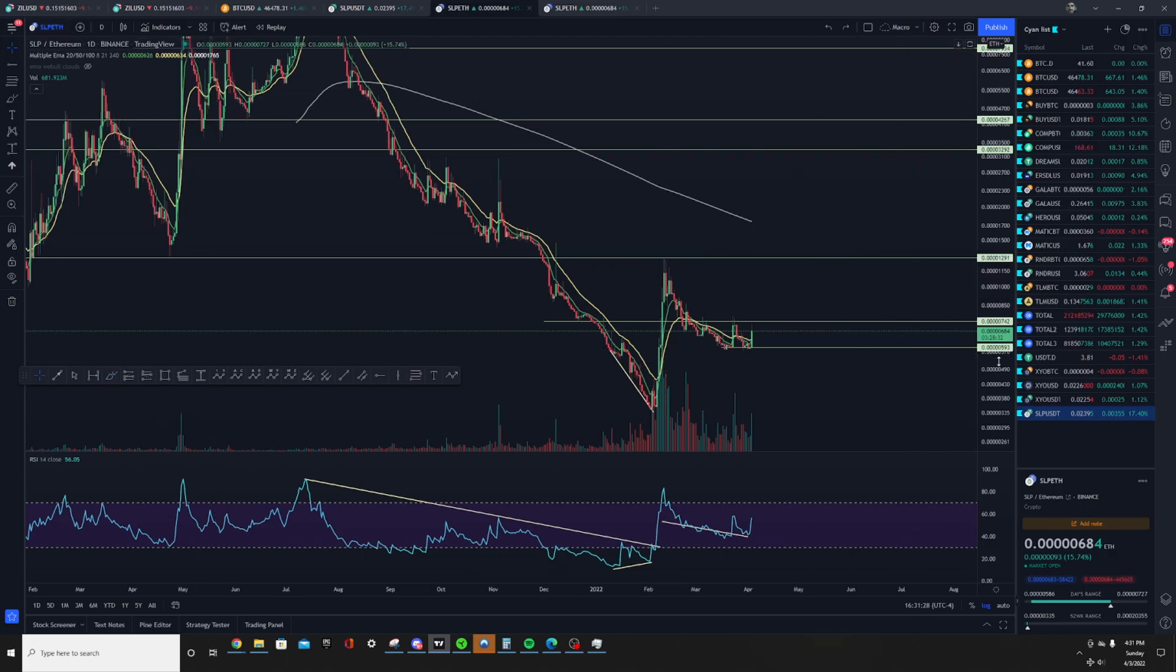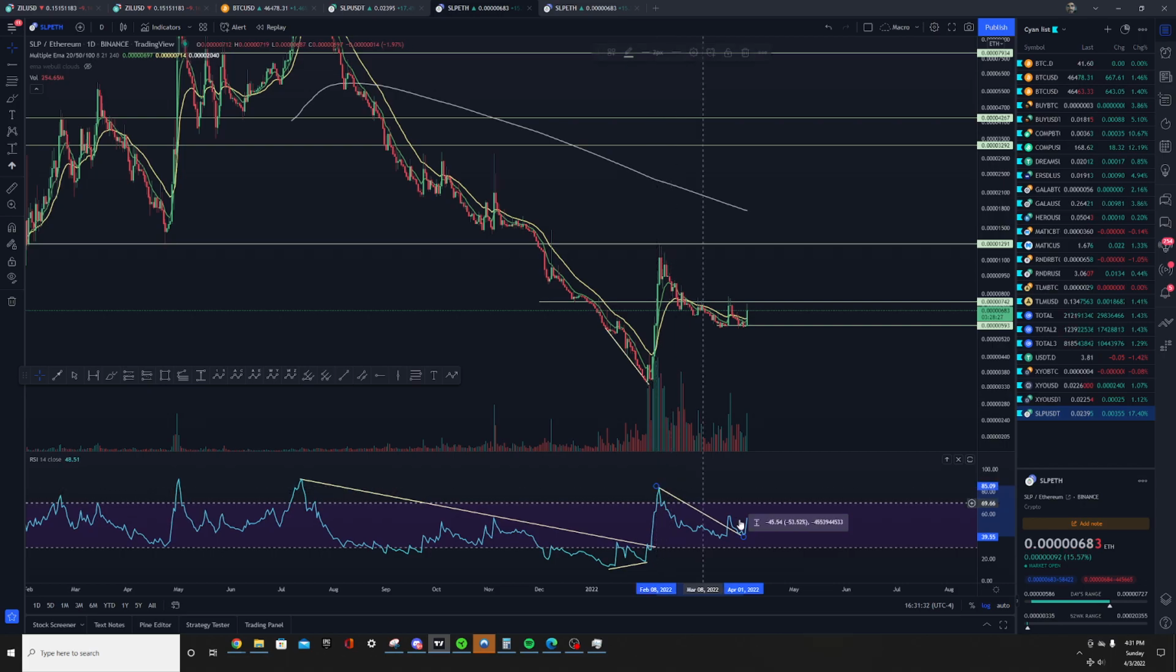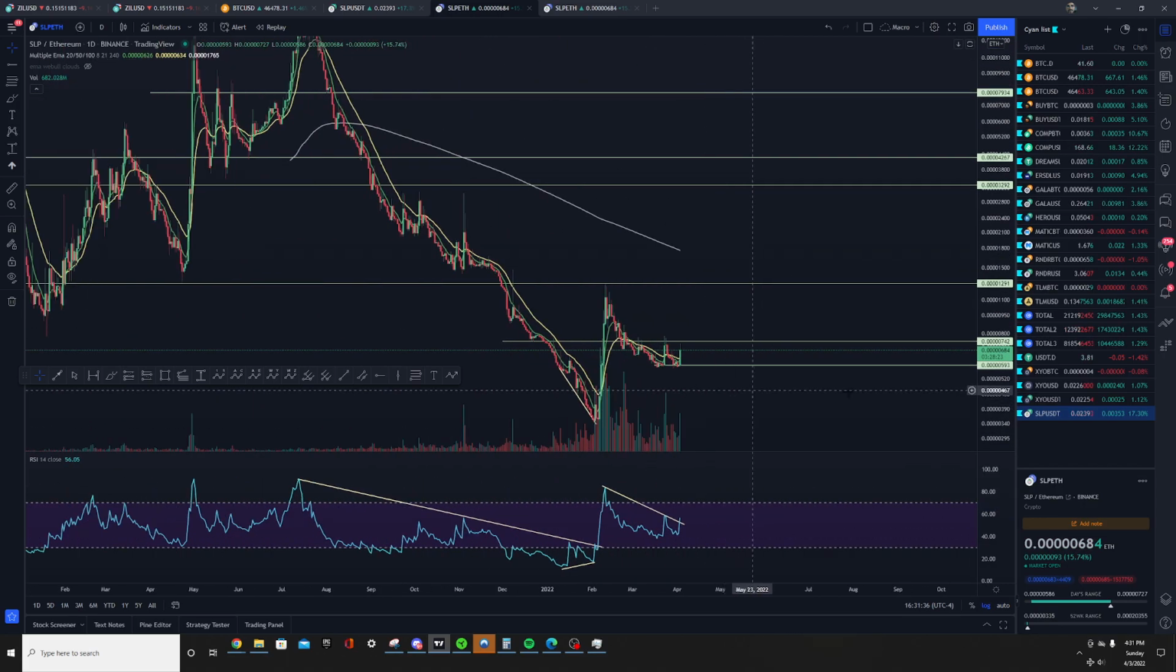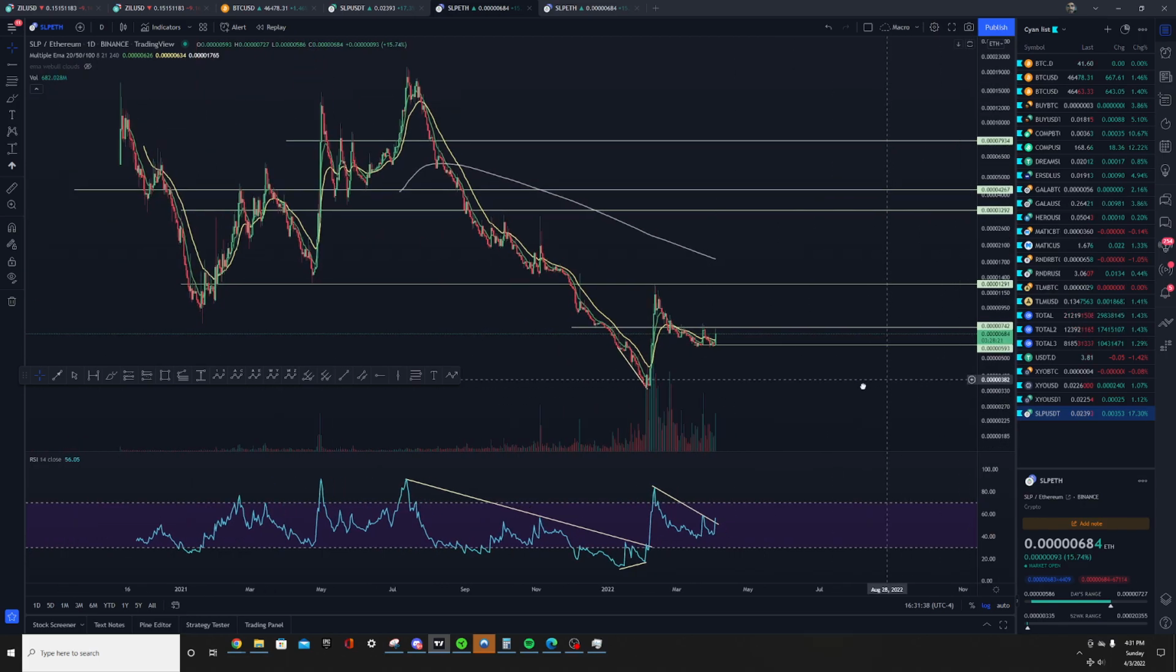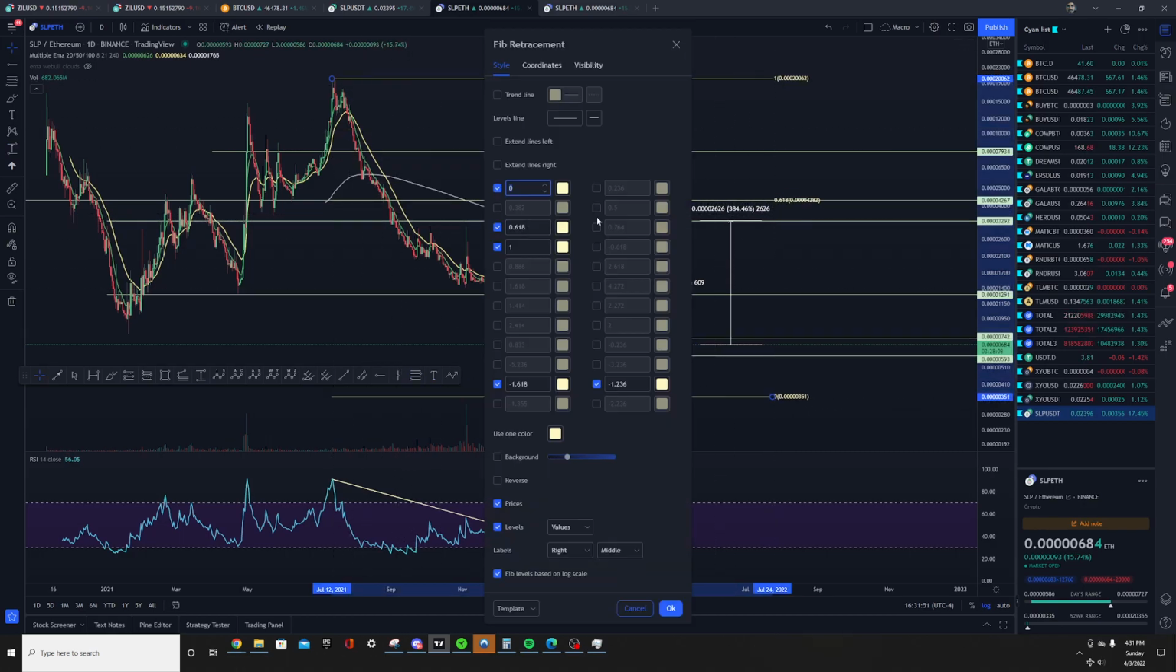And one big thing I like is that this volume is nice. Anytime you have a move or an impulse and you have volume to support it, that's additional confirmation. So on the ETH pair, I'm looking for something like this. We're gonna go for 1291. Let's draw this too. Let's just see. What do you know?